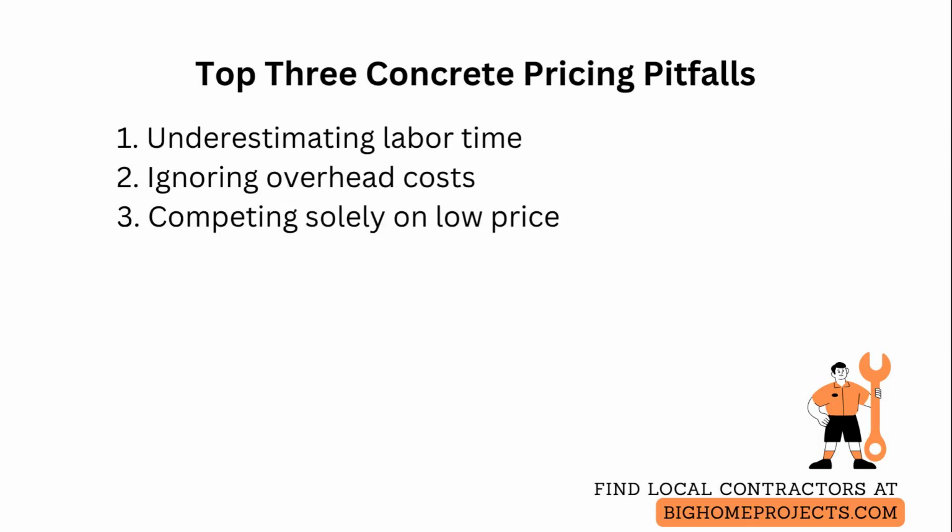3 common mistakes are underestimating labor time, ignoring overhead, and competing on price alone, and each has a simple corrective path. Underestimating labor happens when you assume ideal conditions. Fix this by timing representative jobs, adding contingency minutes for setup and cleanup, and building a buffer into every labor line.